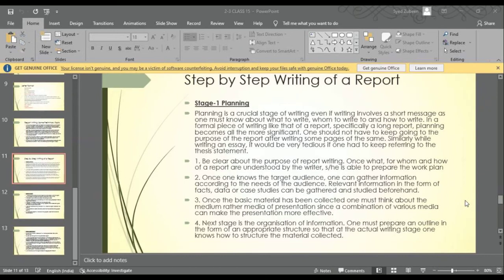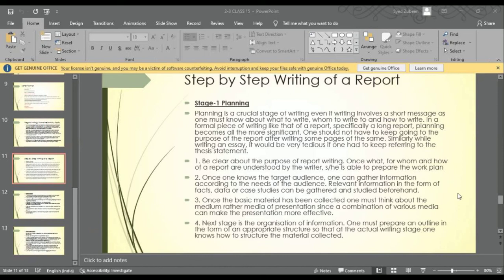Then once one knows the target audience, one can gather information according to the needs of the audience. Relevant information in the form of facts, data, or case studies can be gathered and studied beforehand. So like I said, if it includes any kind of statistics, we will be doing that on our own. We will be preparing data, gathering all the facts, rechecking those facts, gathering accurate data and trying to include it in the outline so that we can prepare a report.